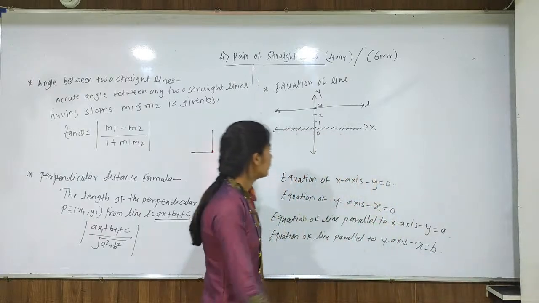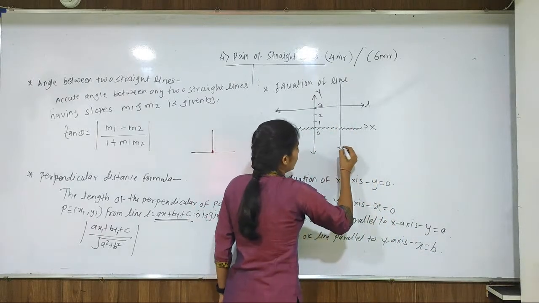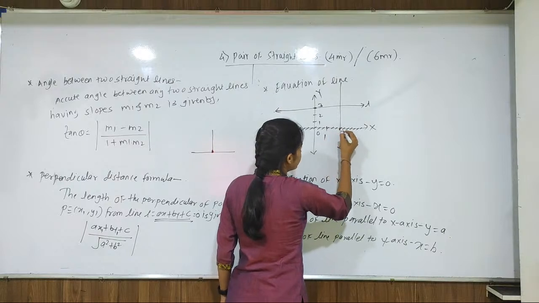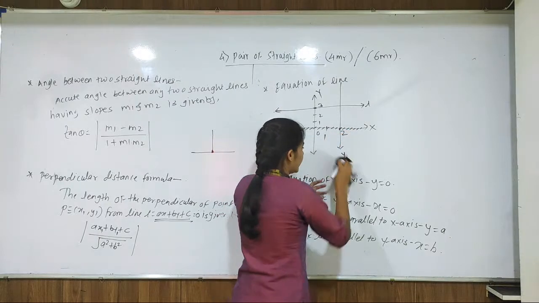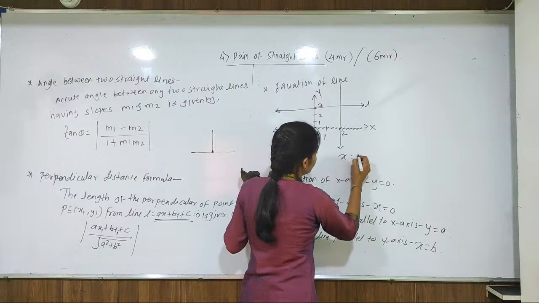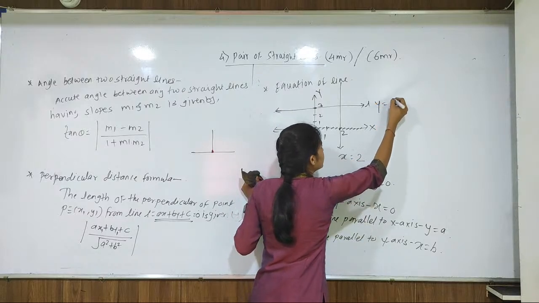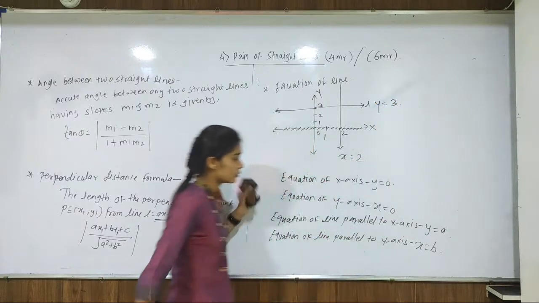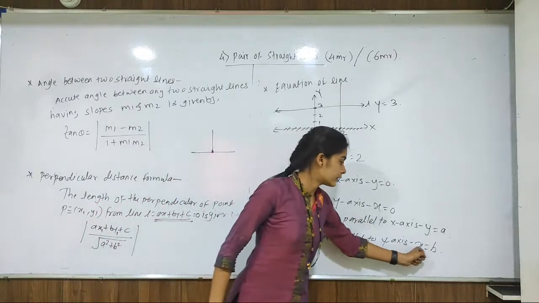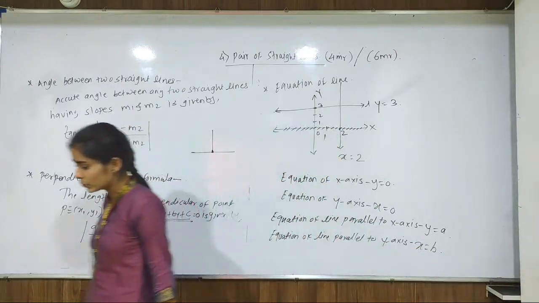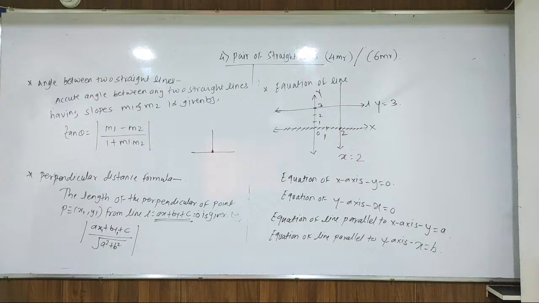B. Line parallel to y-axis. Suppose this is 1 and this is 2. So the equation of this line is x equals to 2 and y equals to 3. So y equals to a and x equals to b. Understood? Understood all of you? Okay?